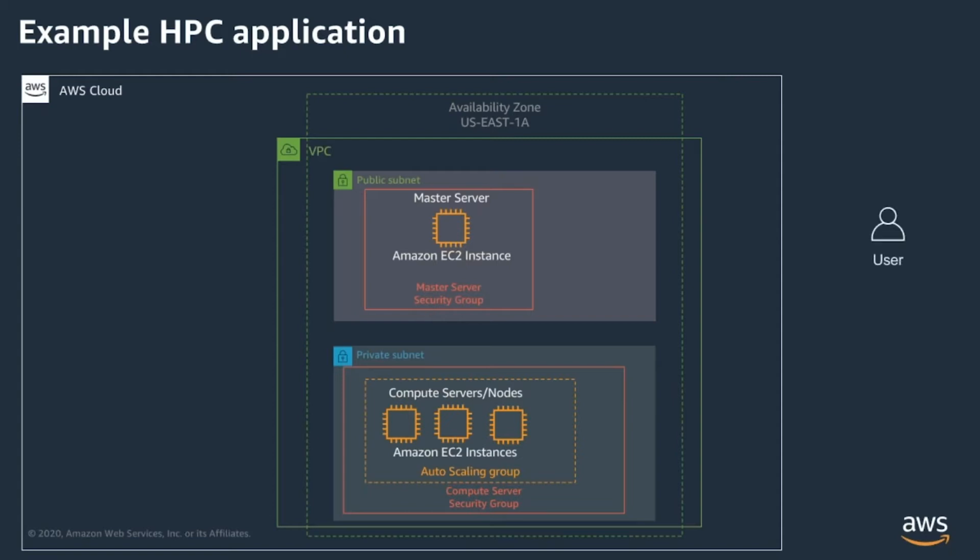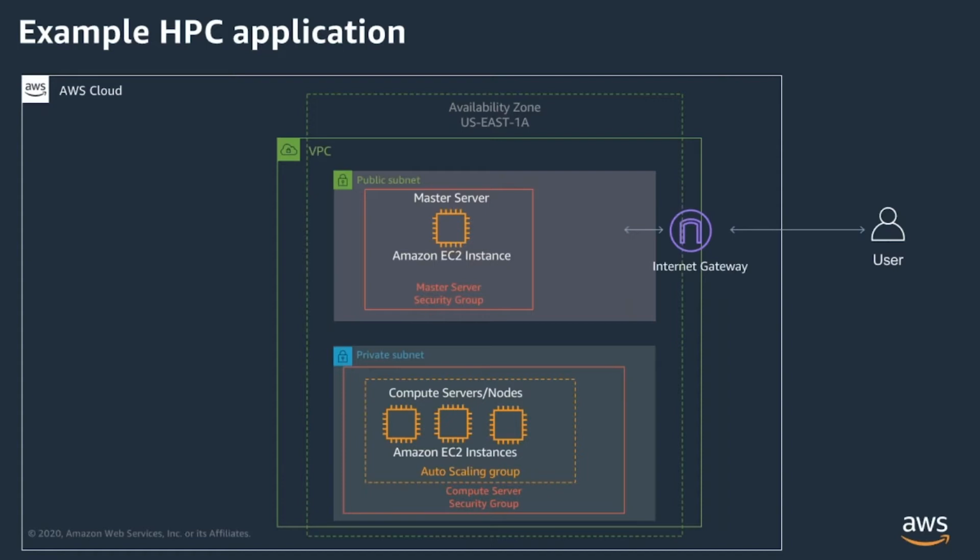Let's say I want to SSH into my master server, and I have to do it over the internet. So I need that internet connectivity to my master server. This is when I use Internet Gateway. Internet Gateway is a gateway that allows internet connectivity to your VPC.